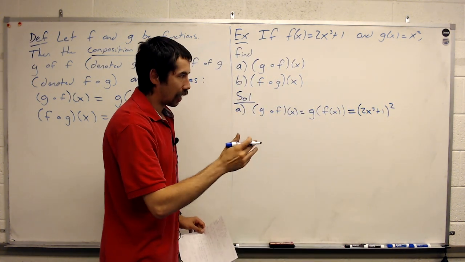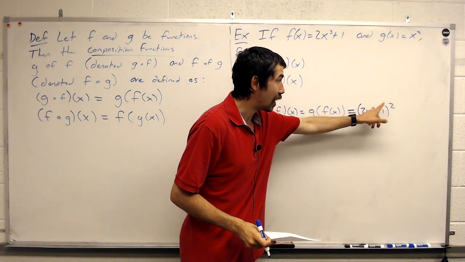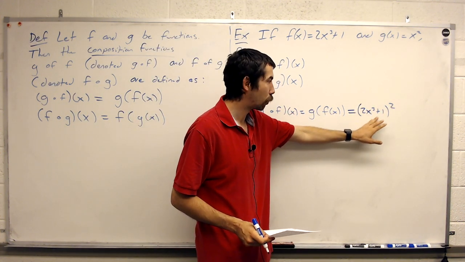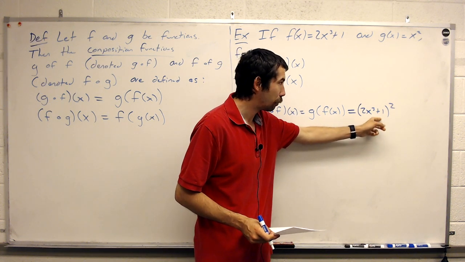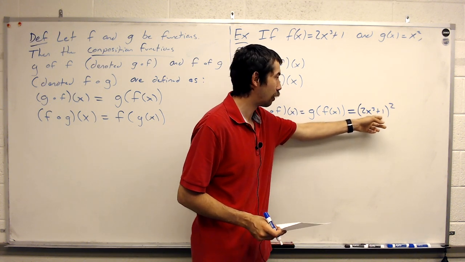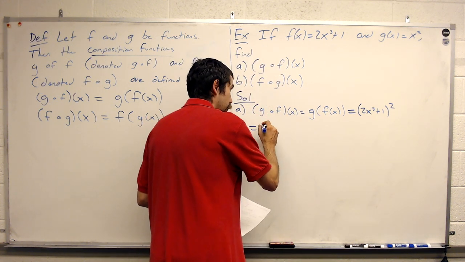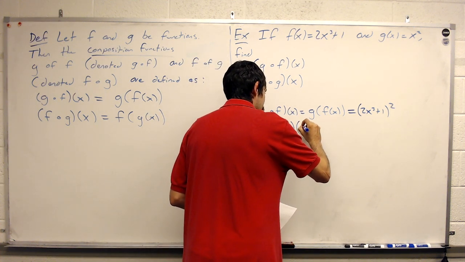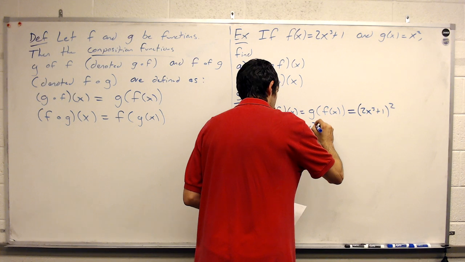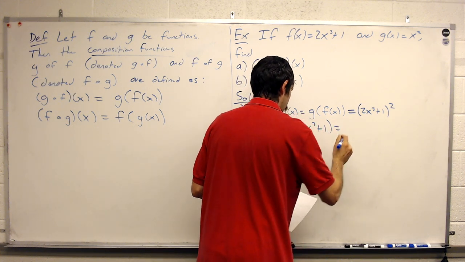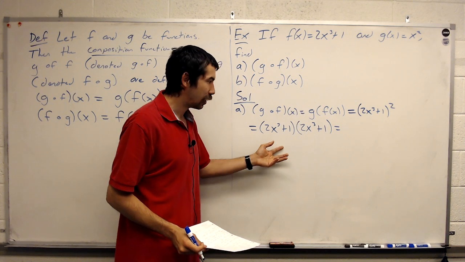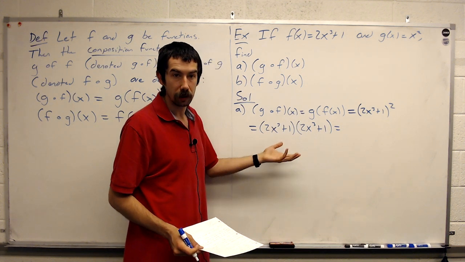I'm going to multiply this out. So you cannot distribute the squared. It's not how algebra works. What is something squared? It's that number times itself. So this is equal to 2x to the third plus 1 times itself. How do we do this multiplication? You distribute, or you do FOIL.